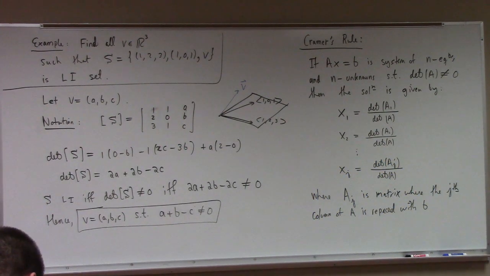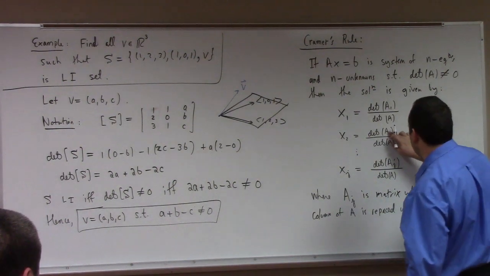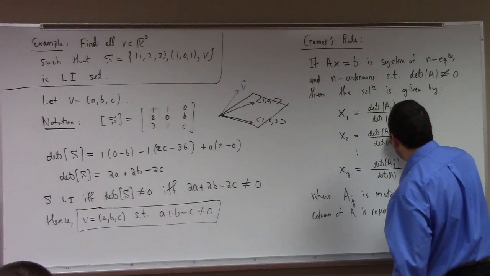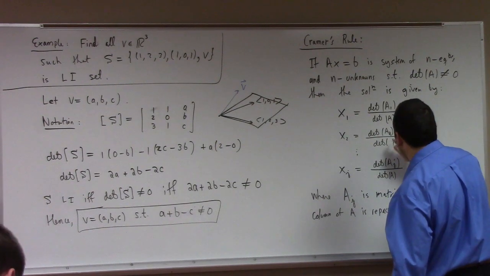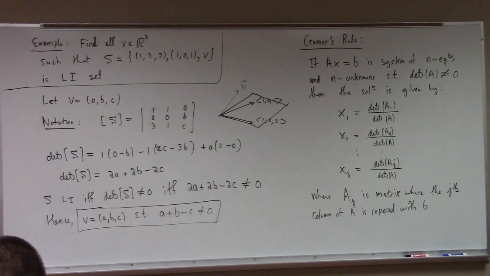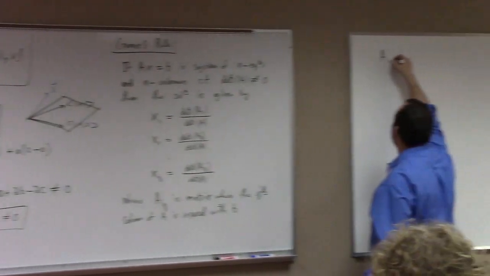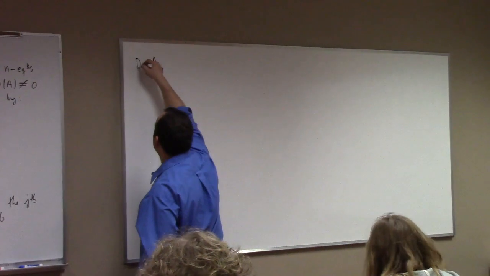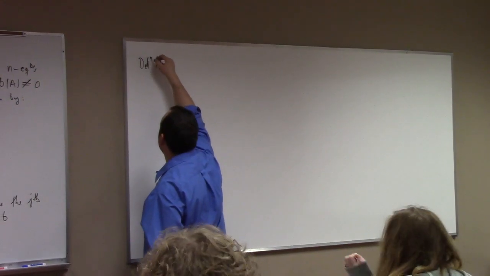Yes? Is this supposed to be determinant of A2 over determinant of A for x2? Yeah, that's a 2. Not a terribly well written 2, but a 2. Now, I mean, I could be more, so A sub j, the definition, let me write it out a different way.